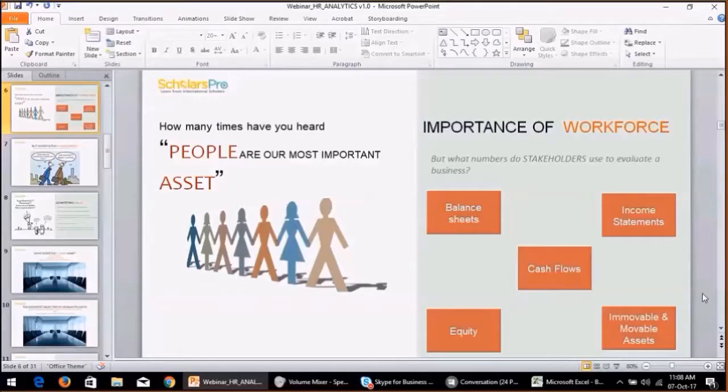Okay, a single person can only go so far. They need a team, a very good team. So definitely, this is true. People are the most valuable asset for a company. But let's look at the other side.